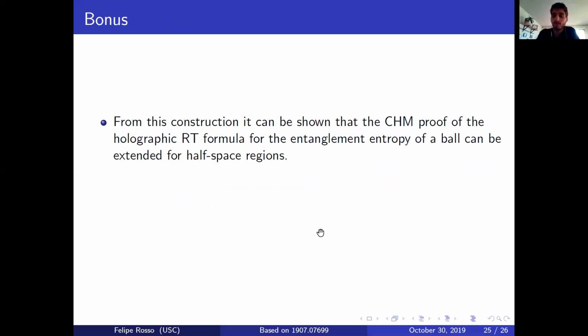Some of the things I haven't talked about that are discussed in the paper and I think are interesting: Casini, Huerta, and Myers, long ago by now, in 2011, gave a proof of the holographic Ryu-Takayanagi formula for the entanglement entropy of a ball. Using the construction I have explained, there's a completely analogous construction you can do for the half space, and you can show the RT formula holds for the half space and everything works out.